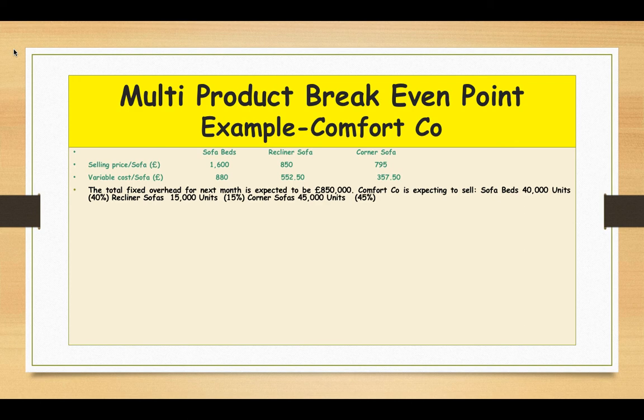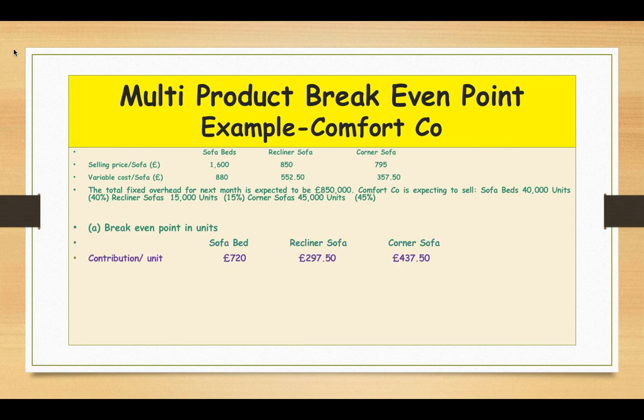So the sofa beds 40%, recliner sofas 15%, corner sofas 45%. So using this percentage, we are going to calculate the break-even point in units. So the contribution per unit, selling price minus the variable cost, which is £720 per sofa bed, £297.50 for recliner sofa, and £437.50 for the corner sofa.